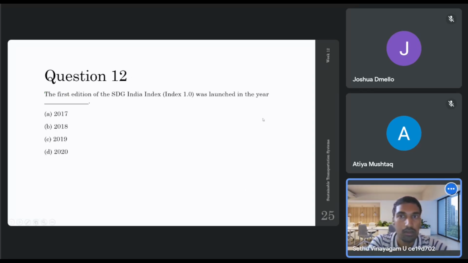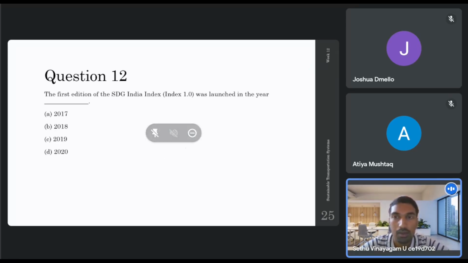So this SDG India Index, we have talked about it multiple times. It's a fairly recent one, right? Like 5 years ago, it was launched. That is called Index 1, the first edition of it. We have multiple revisions to it as well, every year. But the first edition was in the year 2018.